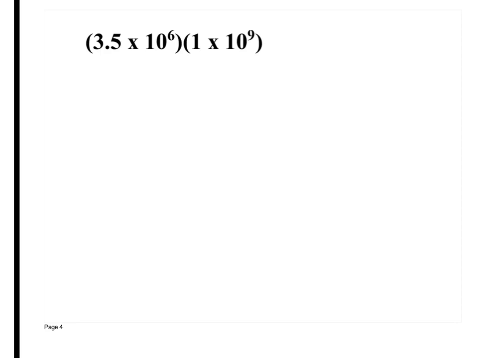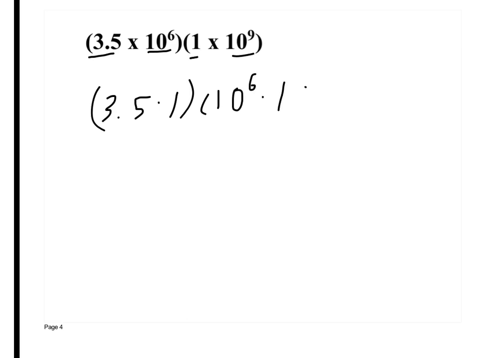So they give you these two numbers. We're going to be multiplying them. The easiest thing to do is separate these two numbers and multiply them. So do 3.5 times 1. And then we're going to be multiplying the powers of 10, which is 10 to the 6th times 10 to the 9th. So you separate the numbers. What's 3.5 times 1? 3.5 times 10 to the what power?